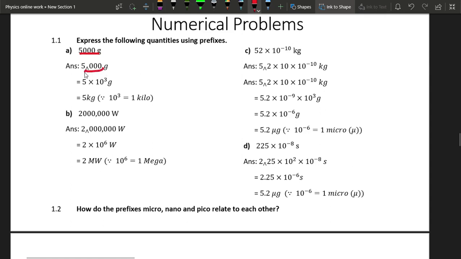Why do we move 3 digits? Because we know the prefix for 10 raised to power 3. We do not have a prefix for 10 raised to power 4 or 10 raised to power 5. So we move only 3 places to the left, because our decimal point is on the right side. So it will be 5 kg, as 10 raised to power 3 is kilo. This is how we can express 5000 gram as 5 kg.